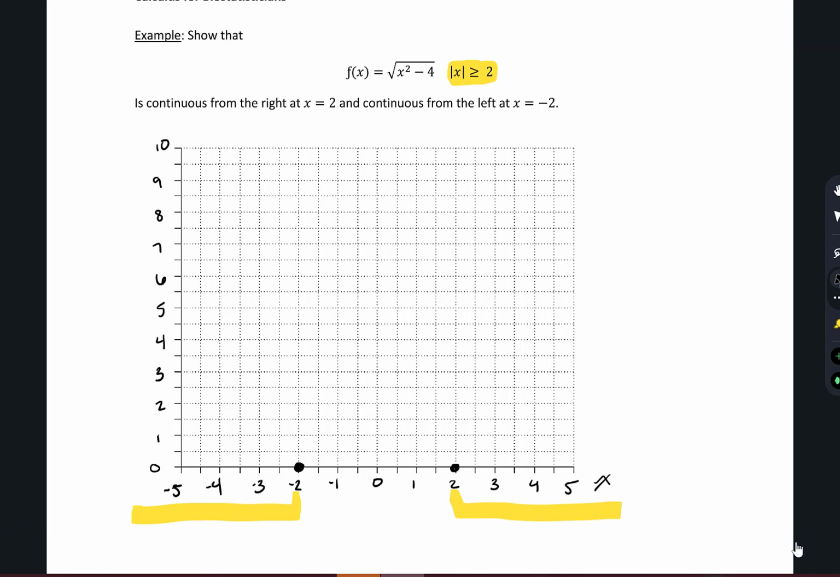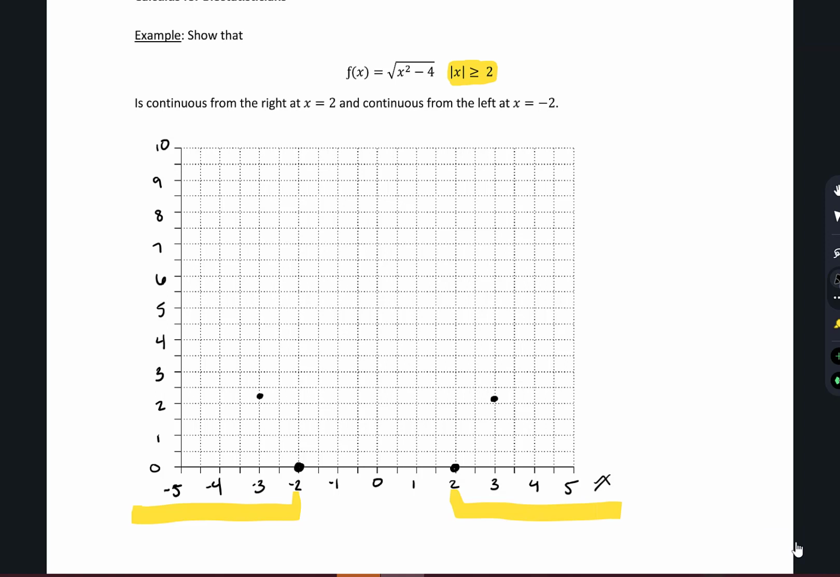Next, when x is equal to 3, we're going to have 9 minus 4 is 5, and then the square root of 5 is approximately 2.24. So we're going to go up to 2, and then about a quarter of the way up. This isn't going to be exact. And then notice for -3, we would get the exact same thing.